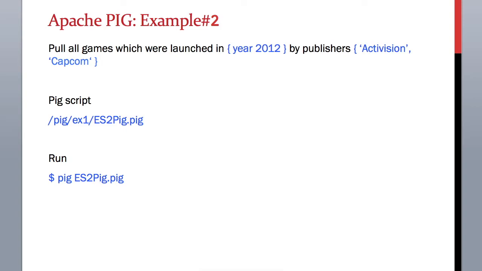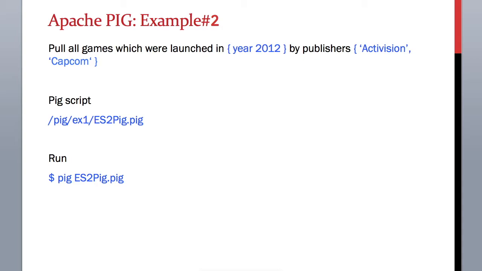Now let's make it a little bit more interesting. We have a data set which is already loaded into Elasticsearch, and it is stored in a type called year 2012. It has records of all the games which were launched in 2012, and there are various publishers who launched those games.